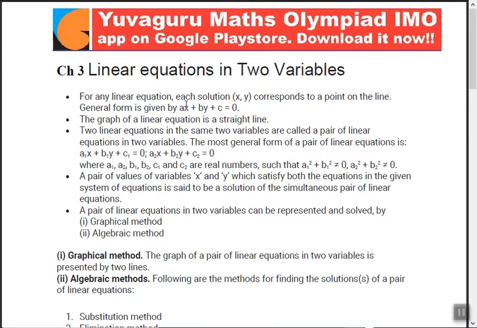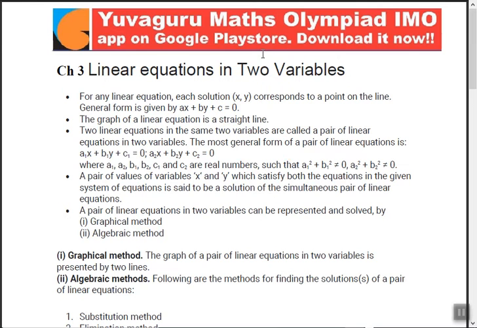And two variables means only x and y. Z won't be there. For any linear equation, each solution xy corresponds to a point on a line. The general form is given by ax plus by plus c equals to 0. See here, ax plus by plus c will have some values x and y, which when we input in this equation, the answer will be 0. So that is the meaning of the solution. Solution means you find the values of x and y such that if you input them, you get the other side.